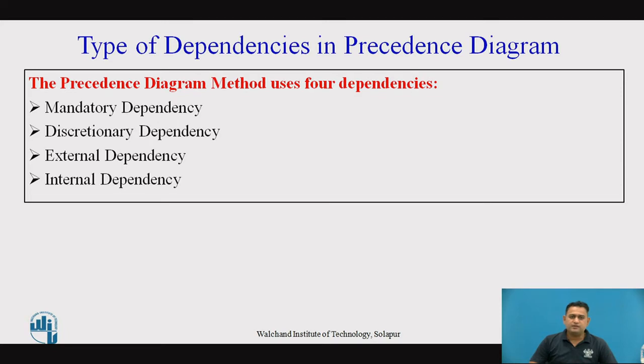Now these are the overall dependencies of the activities. There are four dependencies. First one is a mandatory dependency, second is a discretionary dependency, third one is external dependency, and the last one is the internal dependency. Now let's see what the four dependencies are.